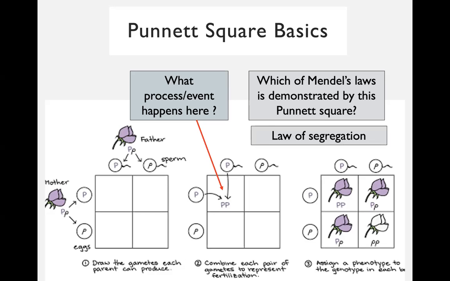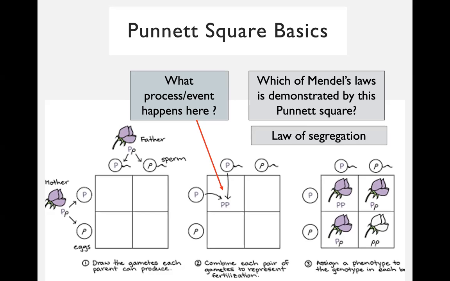This is the law of segregation because when we're talking about the law of segregation, we're talking about alleles from one gene. So here we're just looking at flower color. That's the only gene we're looking at. You have two different alleles, big P and little p. Those two alleles from each parent will segregate from each other during meiosis. So that's the law of segregation. When you see law of segregation, think segregation of alleles.